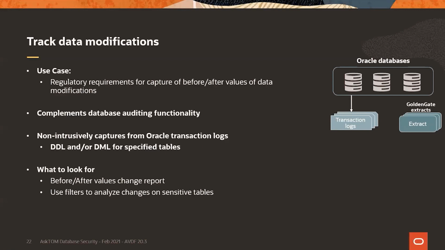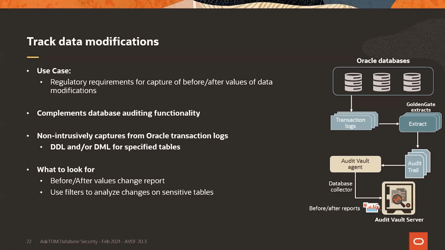We'll set up a Goldengate extract from our redo logs. We'll take that extract and send it to an XML audit trail. So Goldengate just spits out the information into XML files, at which point Audit Vault and Database Firewall picks that information up from the XML files and loads that into the Audit Vault repository for before and after reporting and analysis and alerting. Now, here's what's really nice about that.